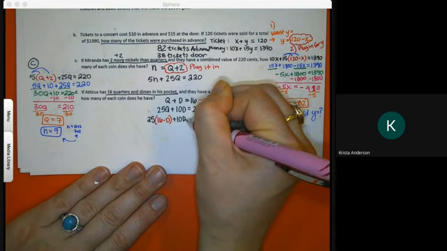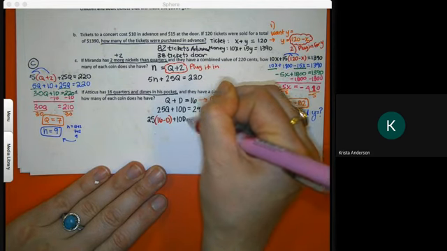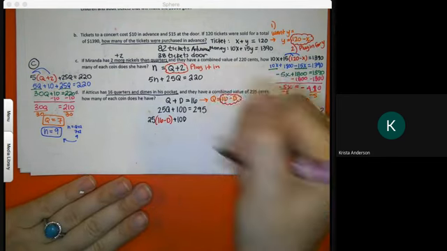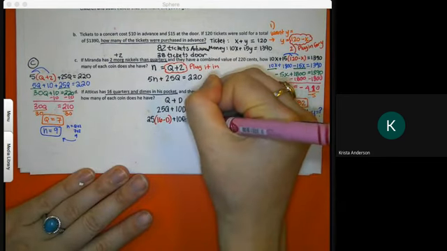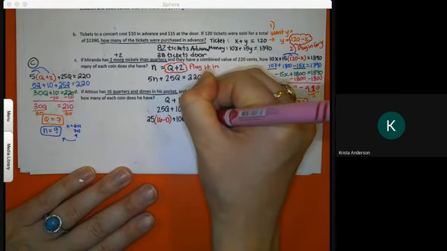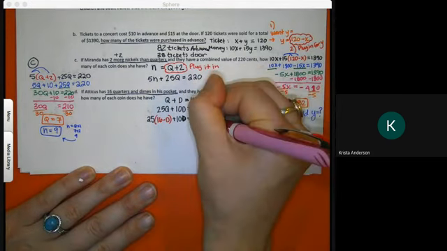This D looks like a 0. Maybe I'll make it a lowercase. Then it will look like a 6. We'll just leave it. It'll be fine.